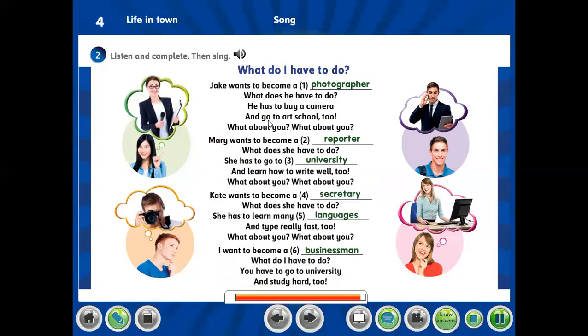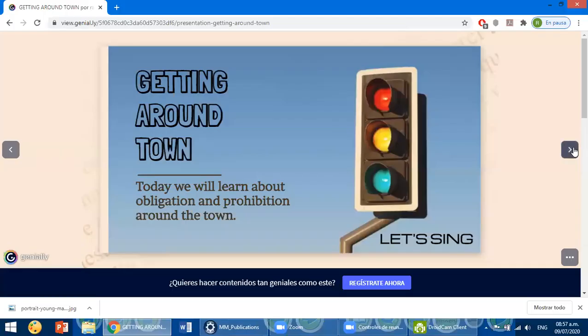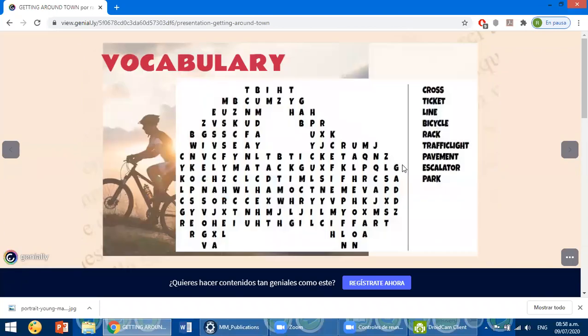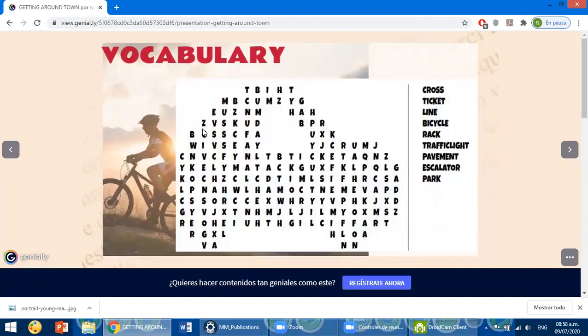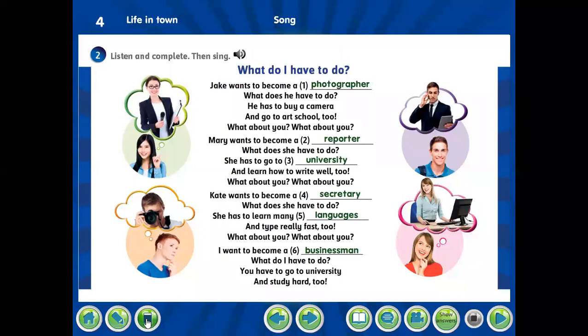Remember, obligation is has to. She has to, or you have to. Okay, remember that, please. Okay, now. When we talk about traffic lines, we need to know some vocabulary first, okay? And this vocabulary is in your book too, okay? So let's repeat first, okay?